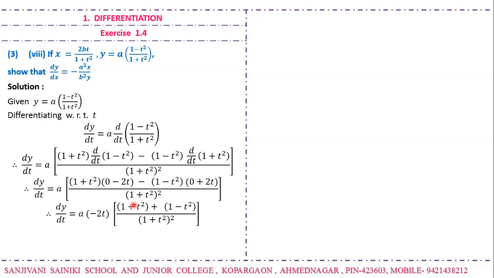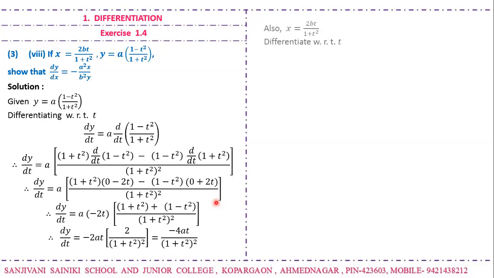Then simplify. From these two brackets we can take minus 2t common. So 1 plus t square plus 1 minus t square. So t square minus t square cancel and again you get 2. So what is the derivative? dy by dt is equal to minus 4at upon 1 plus t square its square.